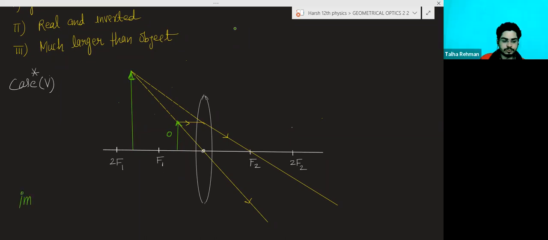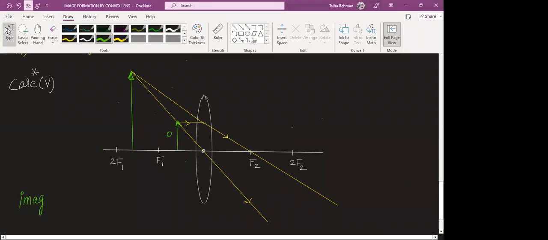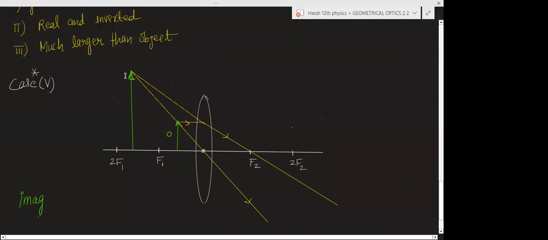No, it will be virtual, because the rays are not actually meeting. It is on the left side, because in the previous case it was at infinity and then it was real.